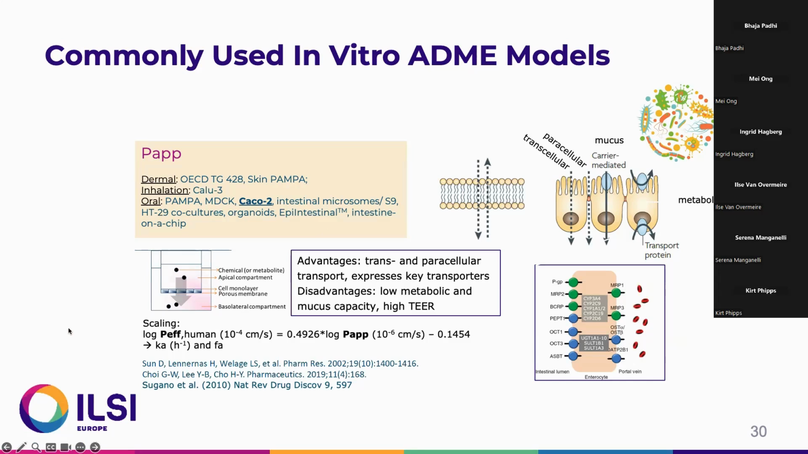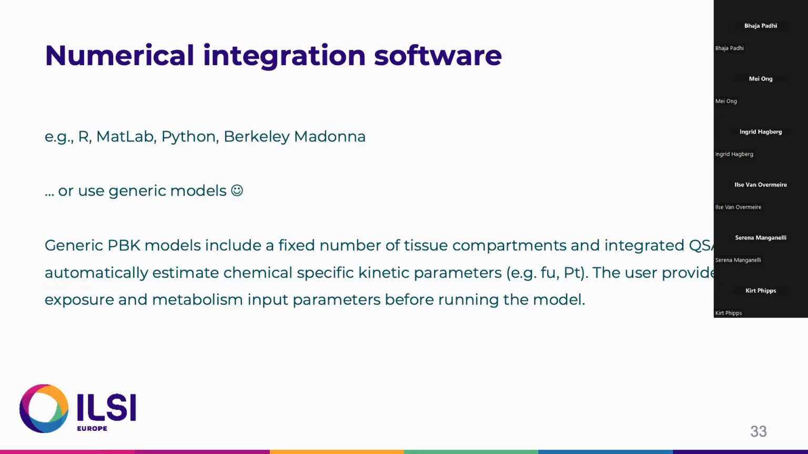it's actually quite a simple process where you observe the change in the amount of the concentration in the basolateral compartment, and from there you can calculate a permeability, an effective permeability in humans. These models include a fixed number of tissue compartments and have already integrated the QSARs so that they can automatically estimate chemical specific parameters like the unbound fraction in plasma or the tissue blood partition coefficients.